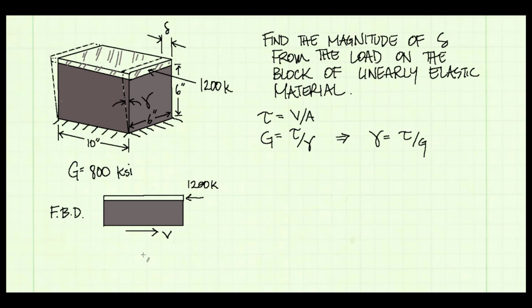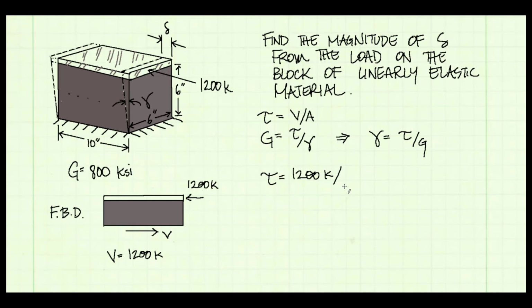So I've drawn a free body diagram of the block, and I've made a cut right through the middle of the block so that I could see the internal shear force. And I've drawn it here and shown it as V, and we can see by summing forces in the x direction that V is going to be equal to 1200 kips. To calculate shear stress, I will take then our shear force, 1200 kips, and divide it by the area.